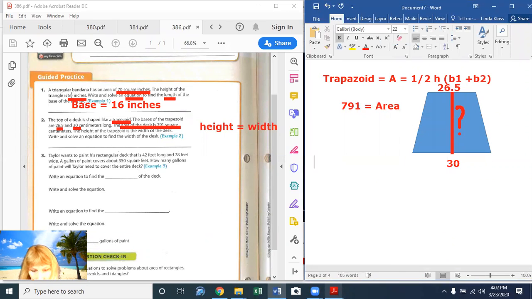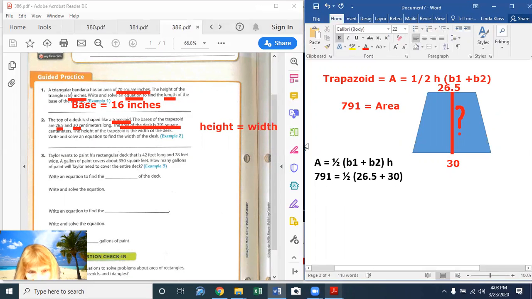Down a little ways here. So we know the area. Area equals 1/2 height times B1 plus B2. 791 is equal to 1/2, and I'm going to move the height and take it out of here, and I'm going to move it to the end because with multiplying, it doesn't matter what order things are put in. I'm going to put it at the end since it's what we're looking for. We do know B1, 26.5 plus 30.